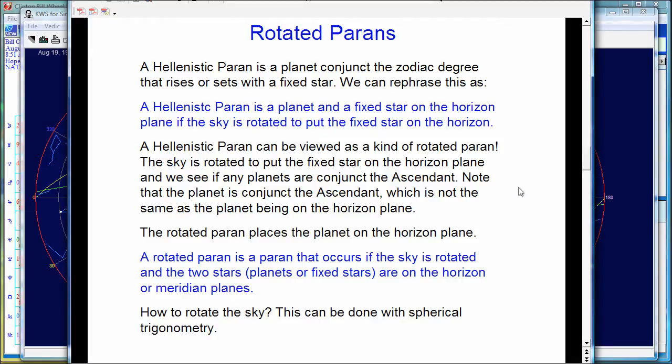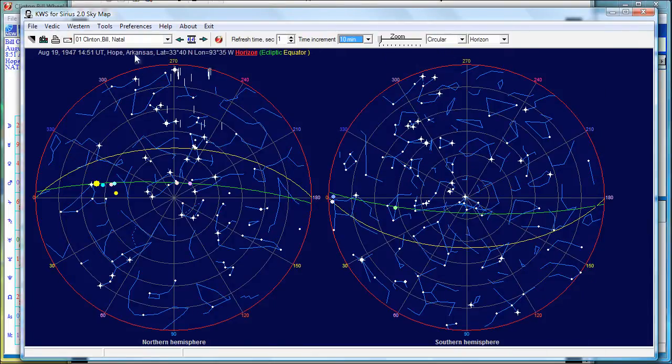And the newer, or revised, idea of a rotated paran is you still rotate the sky to put a fixed star on the horizon, but then instead of getting a planet conjunct that ascendant, you just rotate the sky to put two planets on the horizon or the meridian plane. It's a variation on the original Hellenistic idea. In some ways it's a simplified, more elegant idea that we take this sky and we rotate it. We can actually rotate it just by using the time adjust.